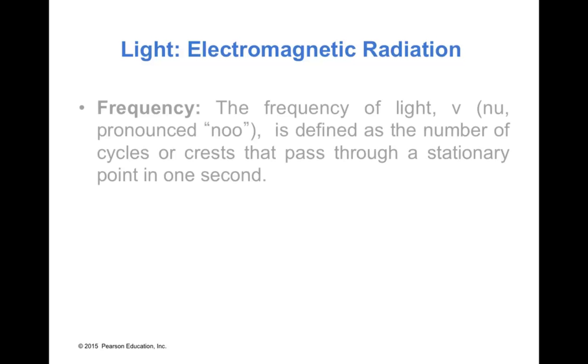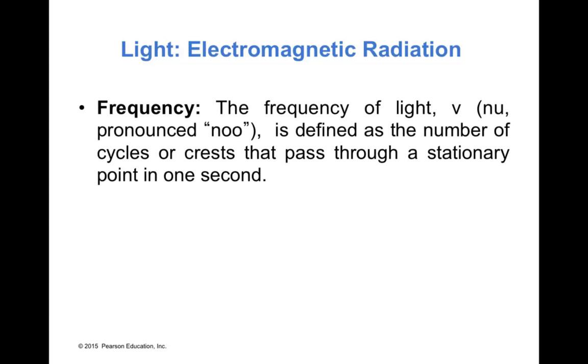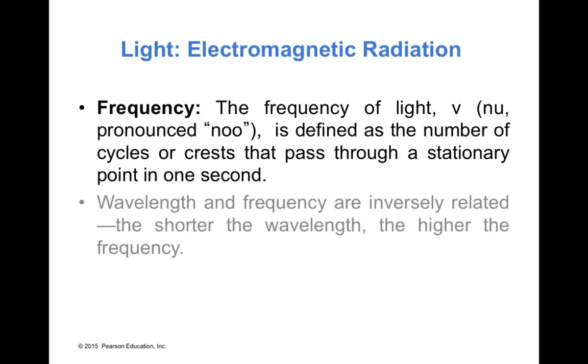Another characteristic of a wave is the frequency. The frequency of a light, also known as nu, which is basically a symbol like a V, is defined as the number of cycles or crests that pass through a stationary point in 1 second. Wavelength and frequency are inversely related. The shorter the wavelength, the higher the frequency.